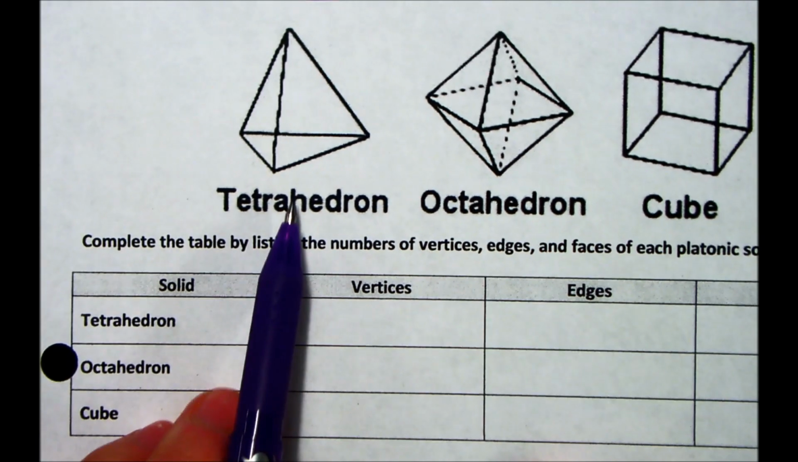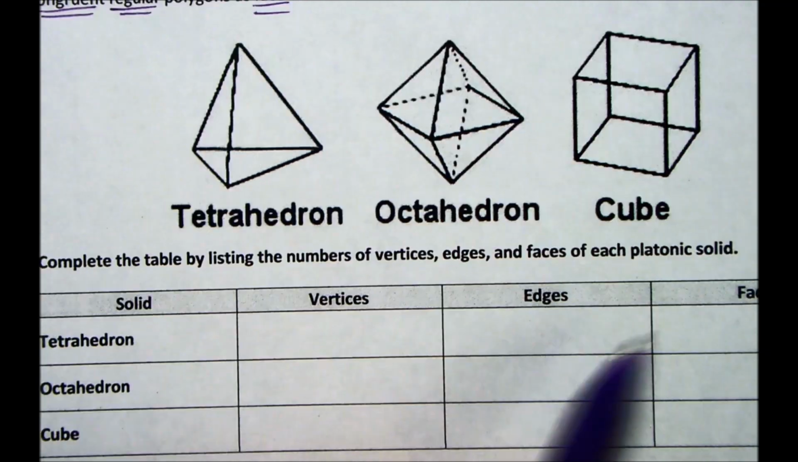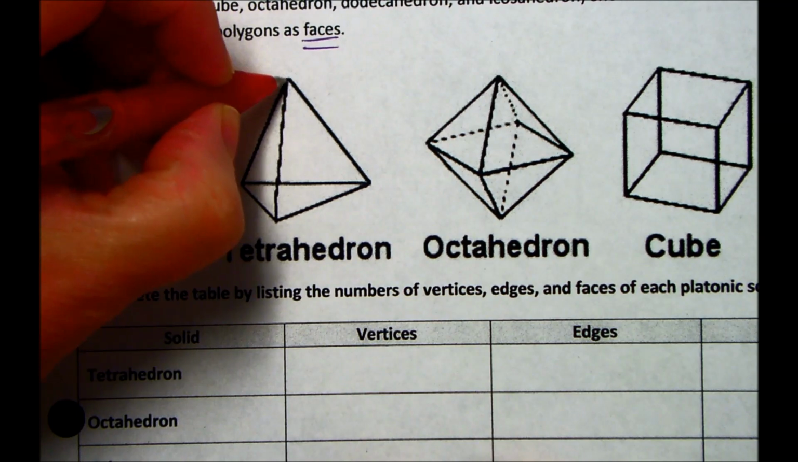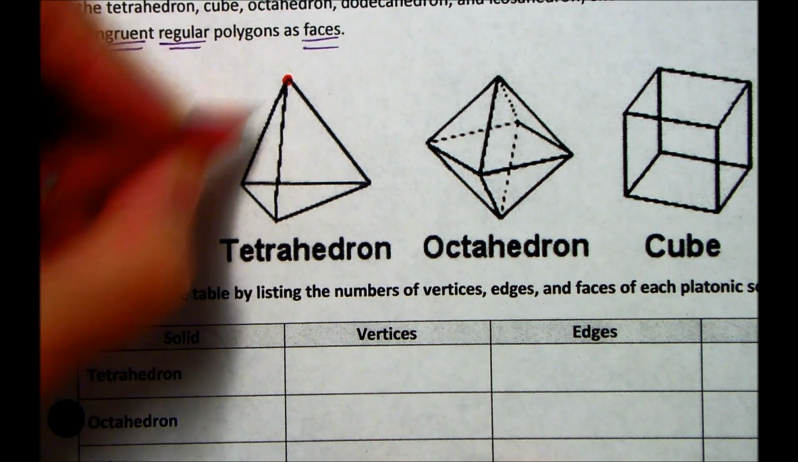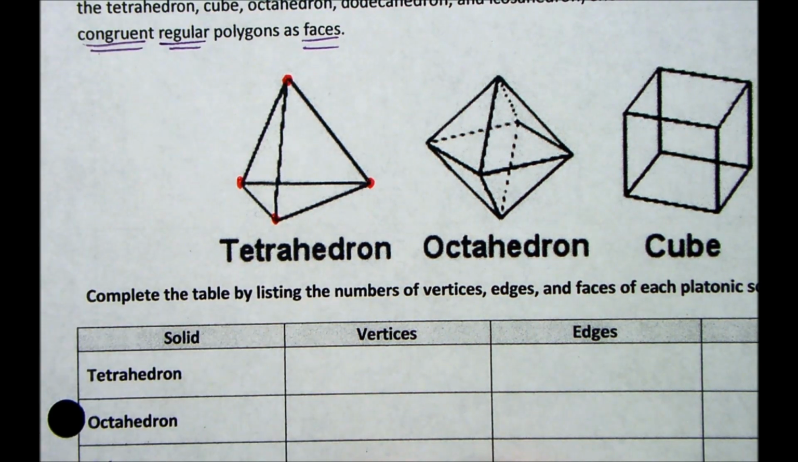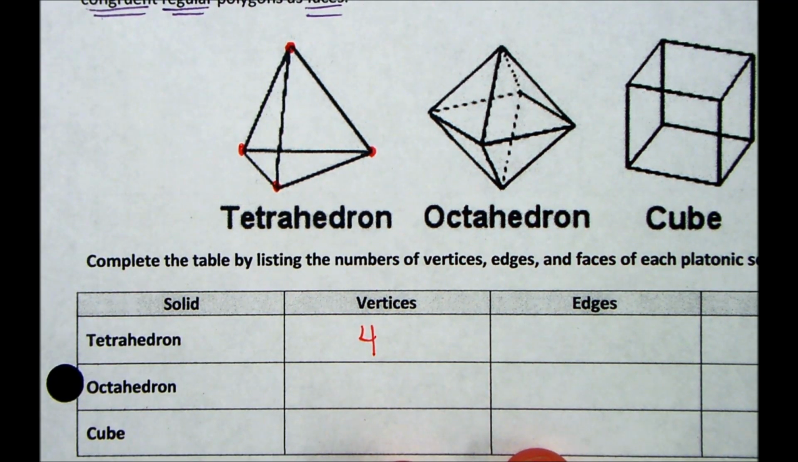So in the tetrahedron, if you wanted to name how many vertices, edges, and faces it has, let's start with the vertices. And again, I'm going to use my same colors of red, green, and blue. So if I just highlight each of my vertices, so there's 1, 2, 3, and 4. So there are 4 vertices in my tetrahedron.